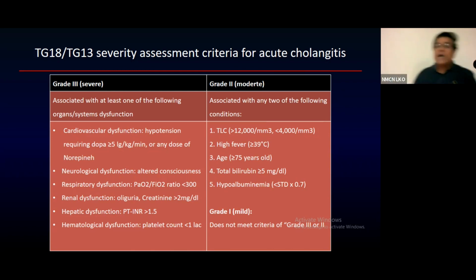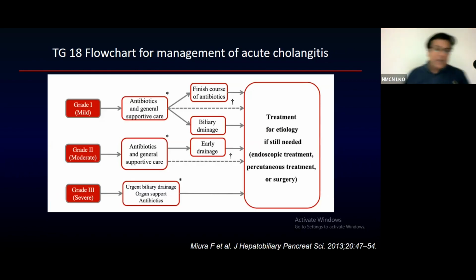Grade 2, again, is with any 2 of the following: TLC greater than 12,000 or less than 4,000, high fever, age greater than 75, bilirubin more than 5, or hypoalbuminemia. So this will define moderate cholangitis. For mild cholangitis, primarily you need to give antibiotics and finish the course of antibiotics. You may choose to delay biliary drainage if you are not able to drain at that point of time.